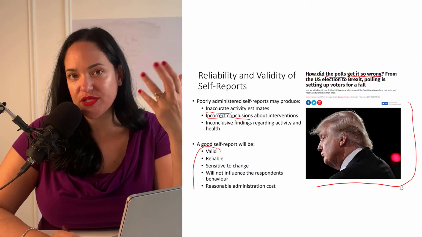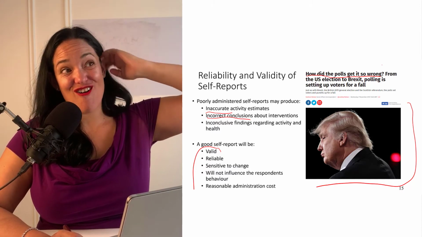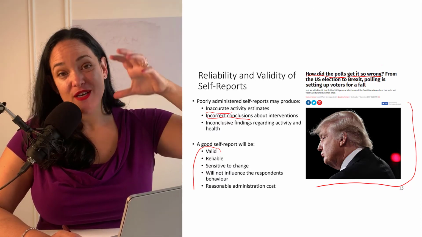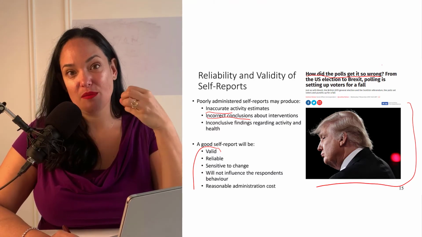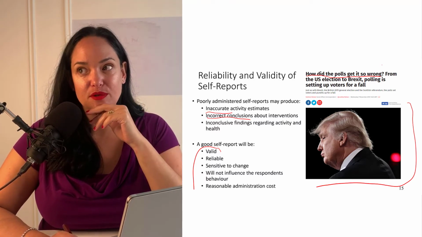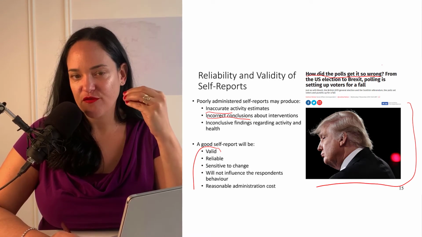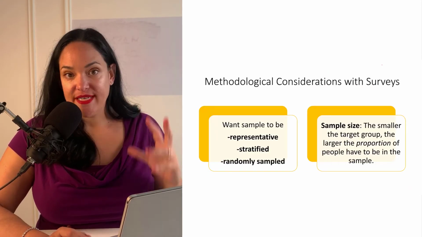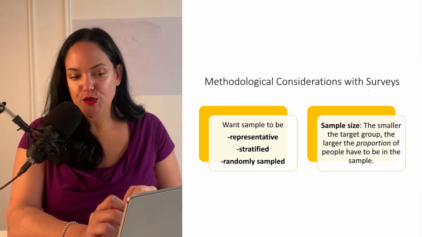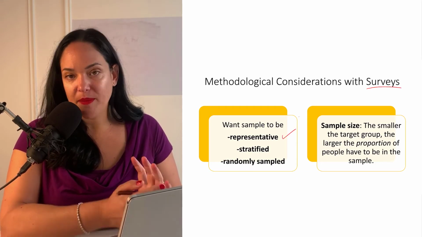How did the polls get it so wrong? These are organizations whose job it is to poll people, to accurately get data, and they still messed it up. And I wanted to use this example to really highlight how difficult it is to get good data, especially from self-reported measures.